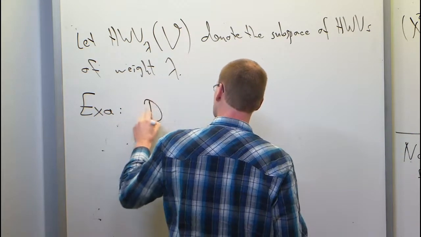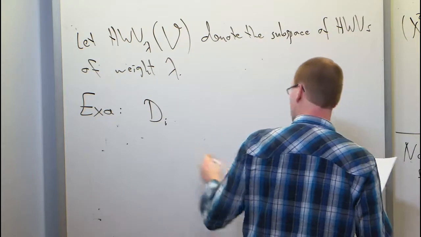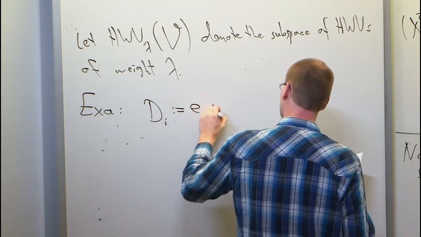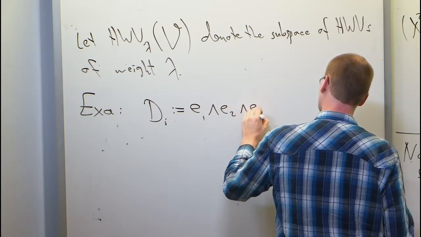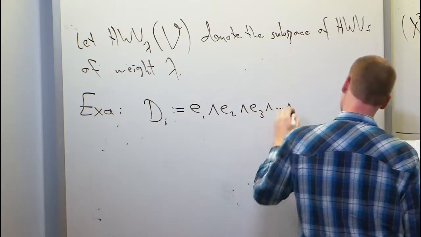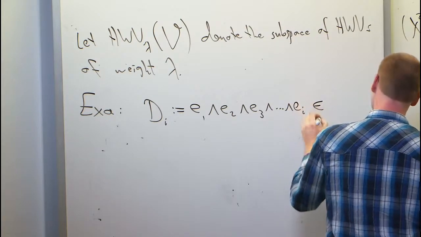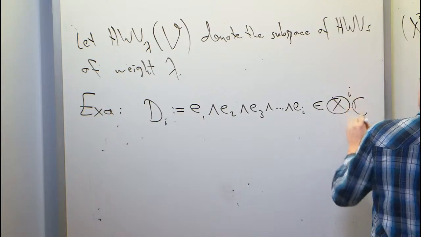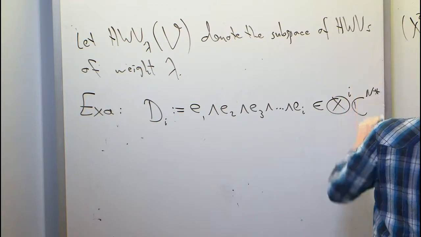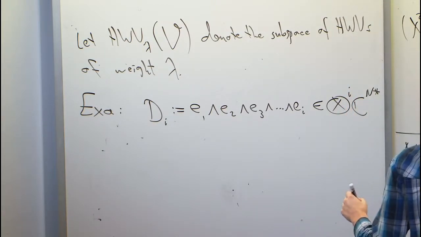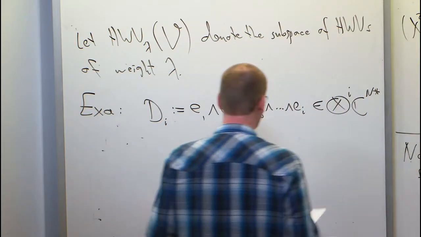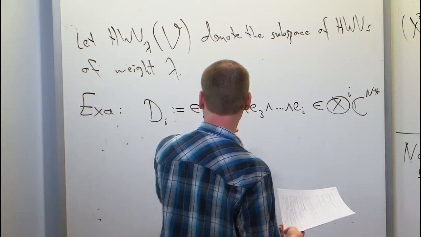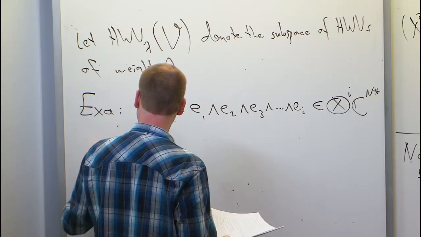So the example is D sub I, which stands for determinant. And we want to have the following vector. It's E1 wedge E2 wedge E3 up to EI. And this should be a vector, and as always, this is correct up to left and right action. If I did it wrong, then I apologize. So this is a vector, and this is a highest weight vector.